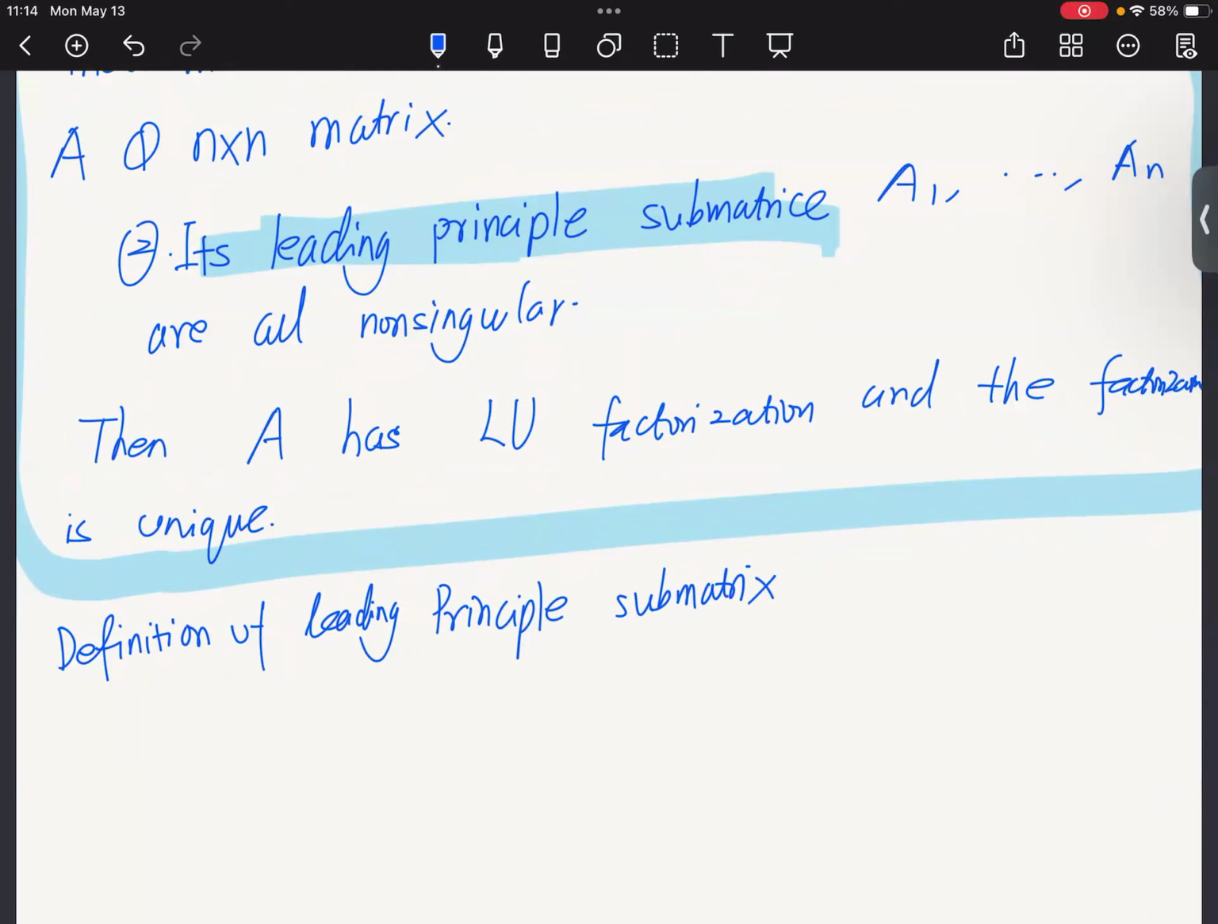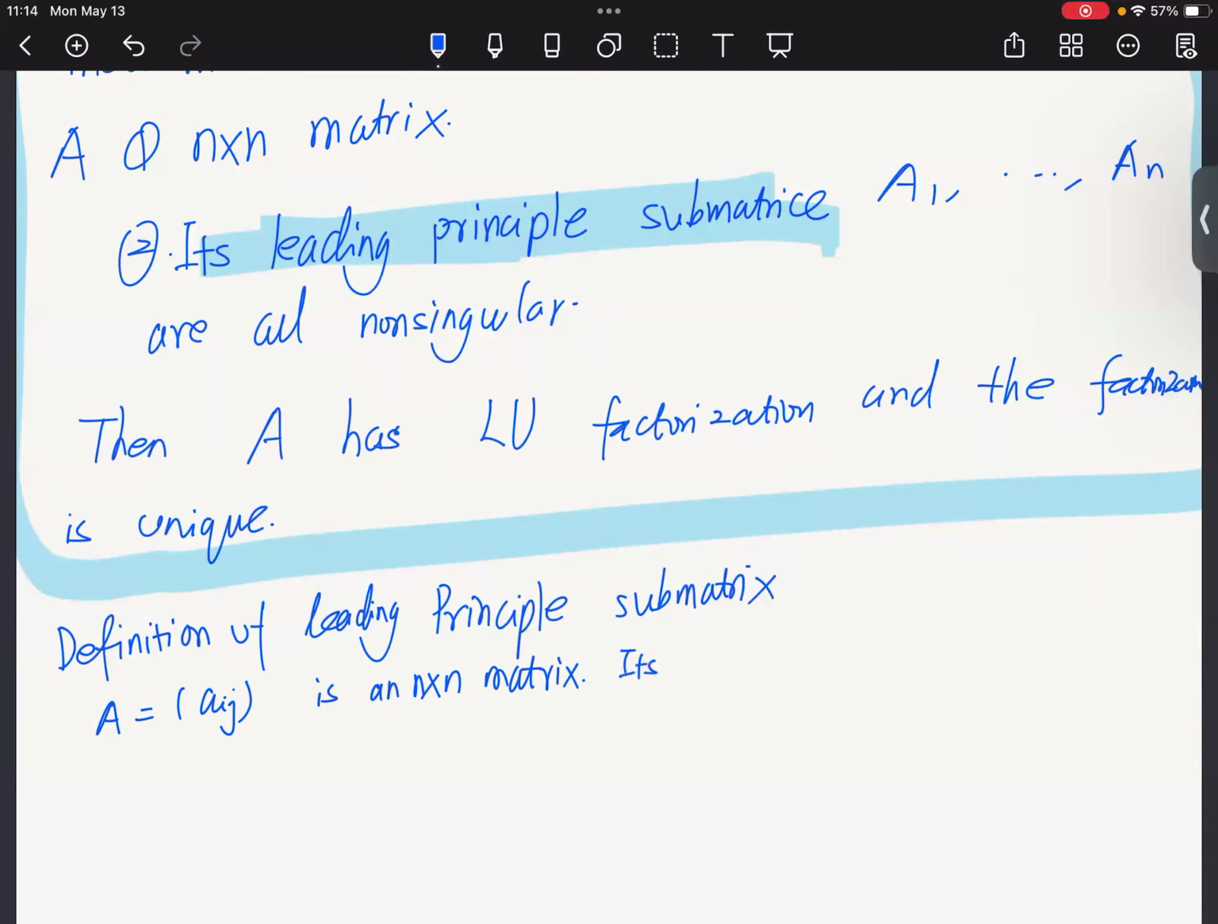And so let's see. So here we have the matrix. First we have the matrix A, and then I'm going to use Aij to denote the element here. And this is an M by M matrix. Now, what is the leading principal submatrix?